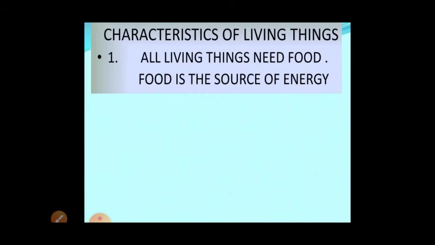green plants are the main source of food, as they prepare food by photosynthesis, and from that all the animals will get food. Herbivorous animals will eat the plants directly, then carnivorous animals will eat the herbivorous animals or other animals, then omnivorous animals depend on both plants and animals. In this way all living organisms depend on plants for food.